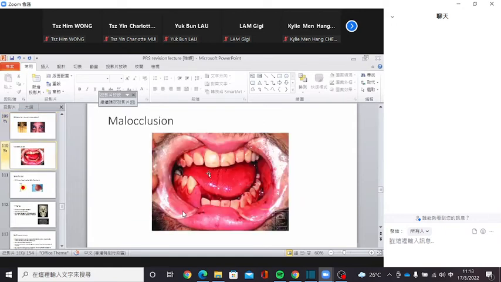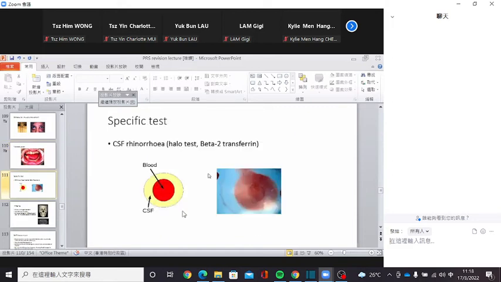So malocclusion, this is a very good illustration. You can see the lower jaw teeth alignment is completely disrupted. There is a mandible fracture for certain. So when you ask this patient to clench their teeth, they will feel that obviously the teeth are not in their original position. So for specific tests, with a skull-base fracture, there will be CSF rhinorrhea.